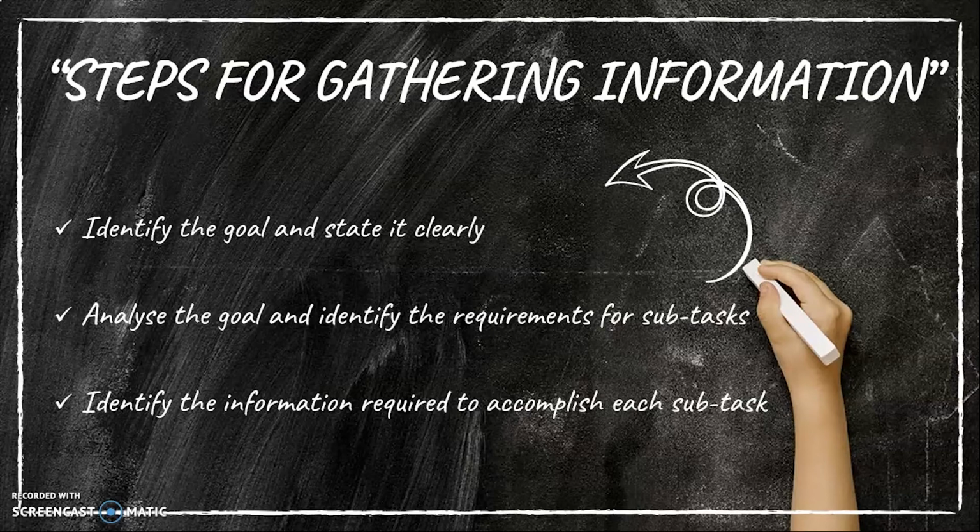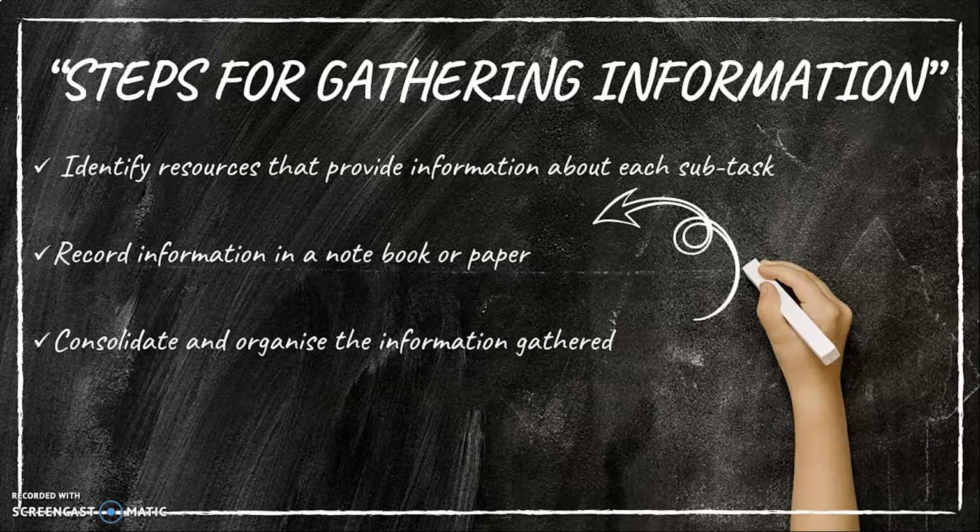Then we have to identify the information which is required to accomplish a subtask. Then we have to identify the resources which provide us the information. So for designing a fan, what are the things you need? You need a proper height, width, and so on. So you have to decide what information you require to design a fan. Then you should see what the resources are, from where you can get the information. Either you can surf the net, or you can go to a library and ask.